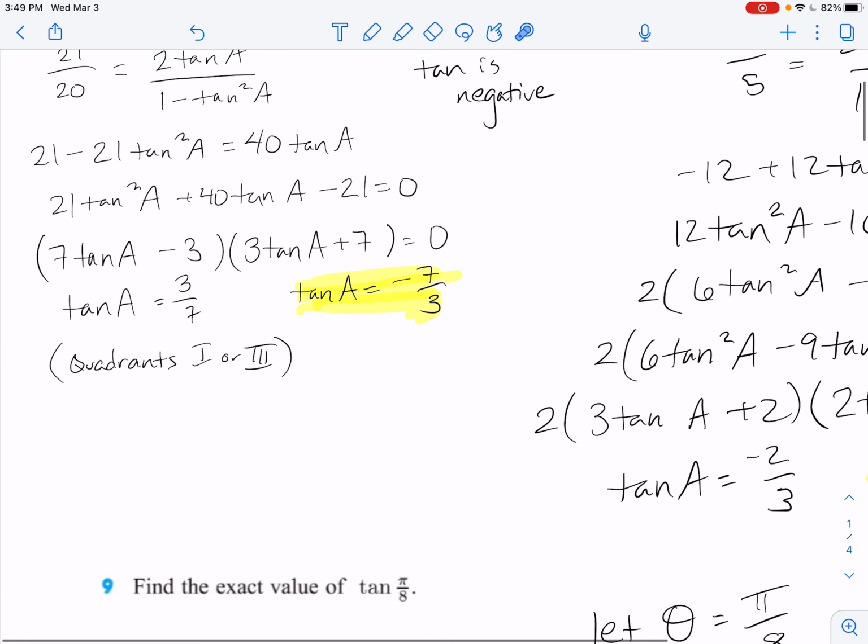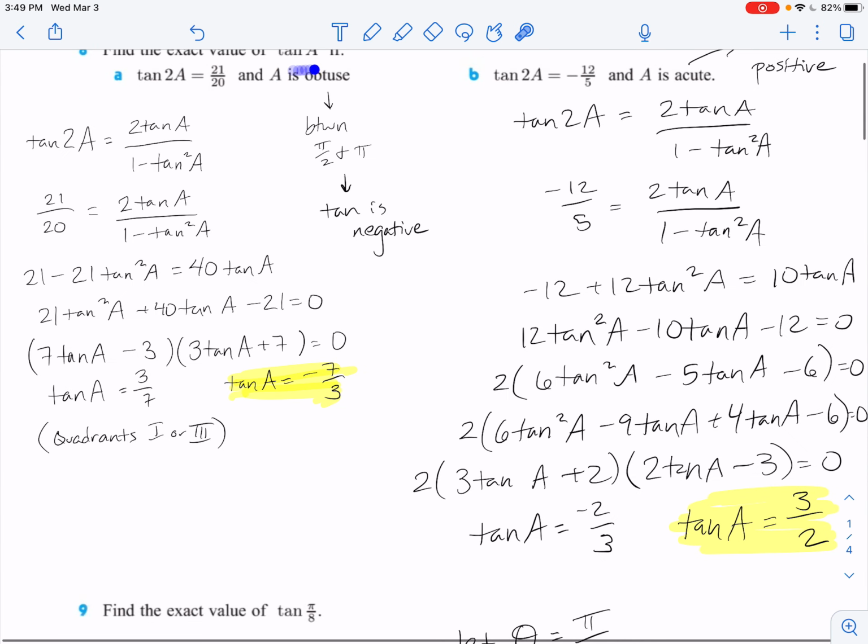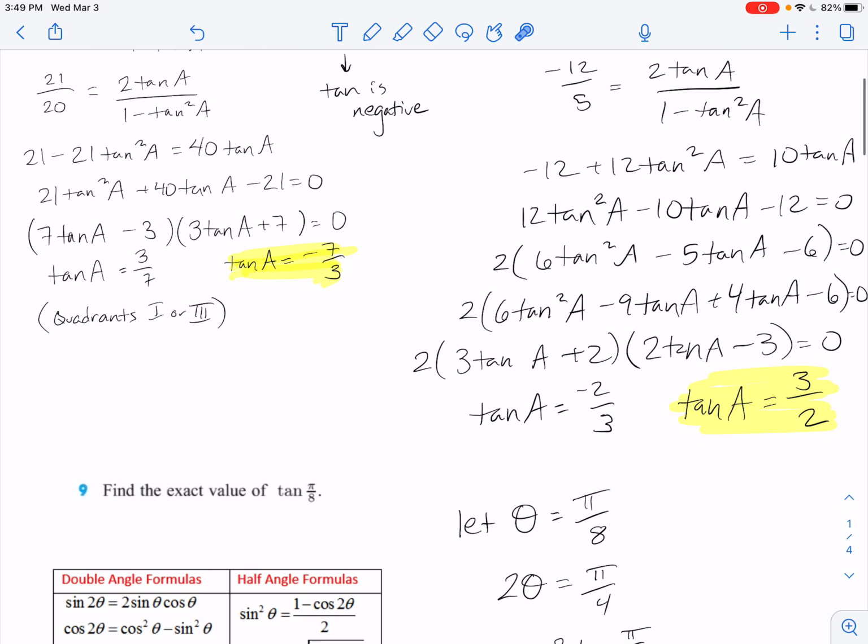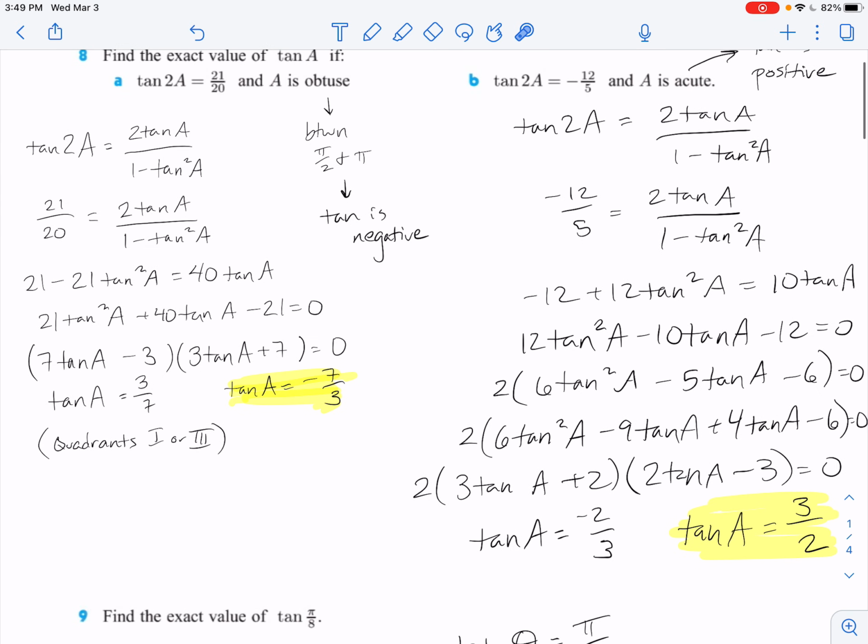So now I factored, and then I got tangent of a was equal to 3/7, and then I got tangent of a was equal to negative 7/3. Well, they're telling me that a is obtuse, which means that in quadrant 2, tangent has to be negative. So this one is no good, and I'm going to go with that one, and so it's negative 7/3.